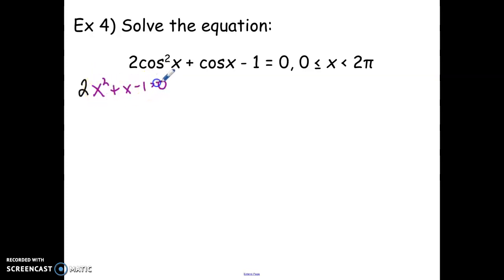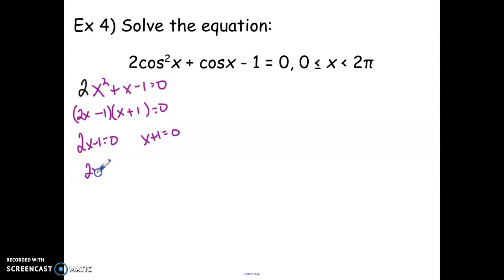And this is what we would call an AC split problem, but in pre-calc I've encouraged you to not use that process and start to work on just seeing what it is. So factors of 2 are 2 and 1. Factors of 1 are 1 and 1. I need a positive 1 in the middle, so that means my 2 needs to be positive and my 1 needs to be negative. You can check that by multiplying it out, but we get that equals 0. So we're going to do 2x minus 1 equals 0 and x plus 1 equals 0.